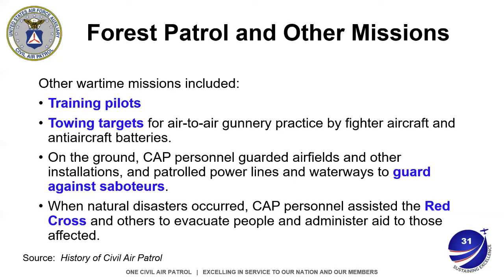On the ground, CAP personnel guarded airfields and other installations and patrolled power lines and waterways to guard against saboteurs. And when natural disasters occurred, CAP personnel assisted the Red Cross and others to evacuate people and administer aid to those affected, which is very similar to work that we do to this very day.